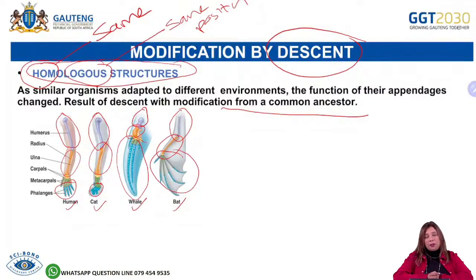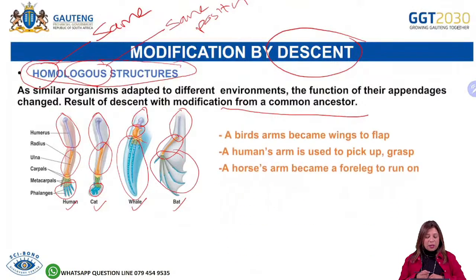So some of the answers you're going to have to give is the term modification by descent. If they give you a diagram in the exam, this exact diagram, and they ask you what evidence for evolution does this represent, you're going to answer modification by descent.